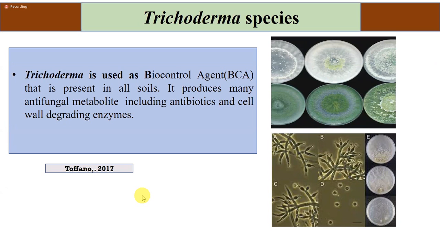Trichoderma, as you can see in the pictures, has conidia attached to a conidiophore, because we cannot identify the fungus without the attachment of the conidia on the conidiophores and other parameters. In the above picture is the cultural appearance of Trichoderma in the petri plate, and in pictures A, B, C, D we can easily see the conidia and their attachment on the conidiophore. Trichoderma is used as a biocontrol agent present in all soil.